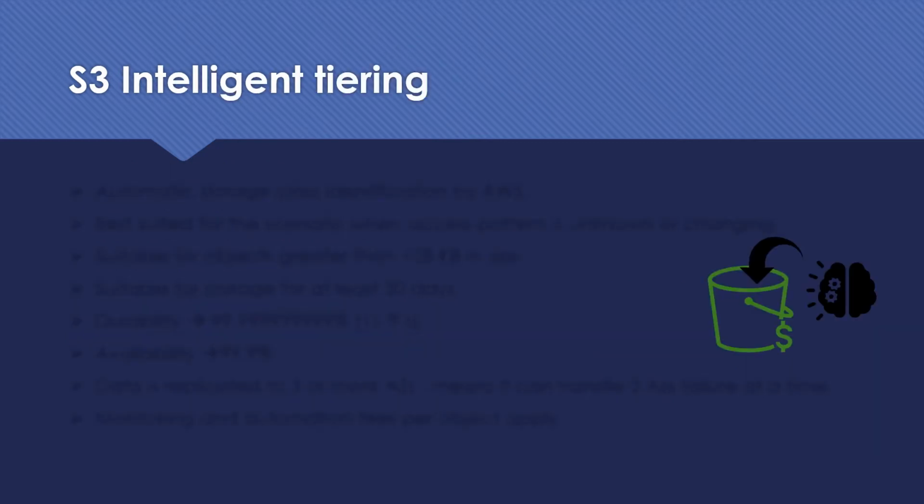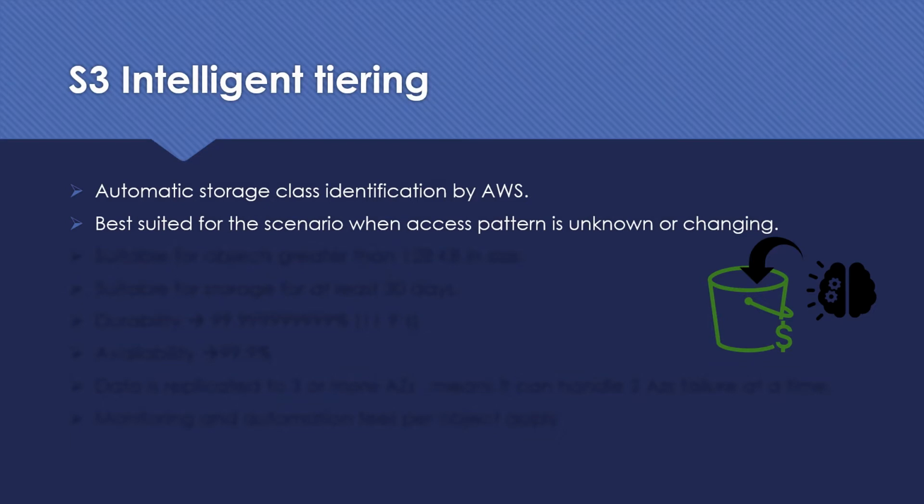Next one is S3 Intelligent-Tiering. As the name suggests, S3 uses its intelligence to identify which storage class it should store the data in. So it is automatic storage class identification by AWS. Based on how frequently you are accessing the data, whether after one month, two months or six months, S3 itself chooses in which storage class your data should be placed. It is best suited for the scenario when the access pattern is unknown or changing.